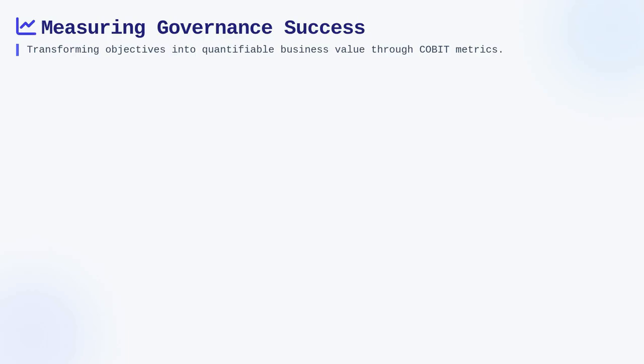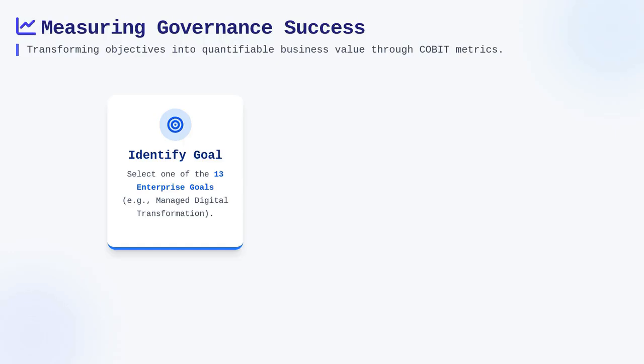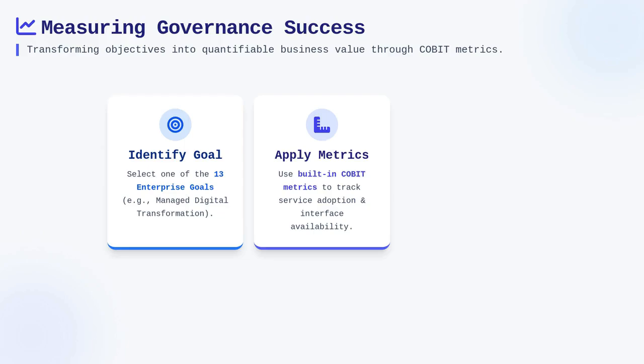Effective governance requires more than just identifying an objective. It requires the ability to measure progress toward that goal through concrete metrics. COBIT provides built-in metrics for each of these 13 enterprise goals, allowing practitioners to quantify progress and justify investments in IT initiatives. Imagine a scenario where management is concerned about their competitive edge in a digital marketplace.